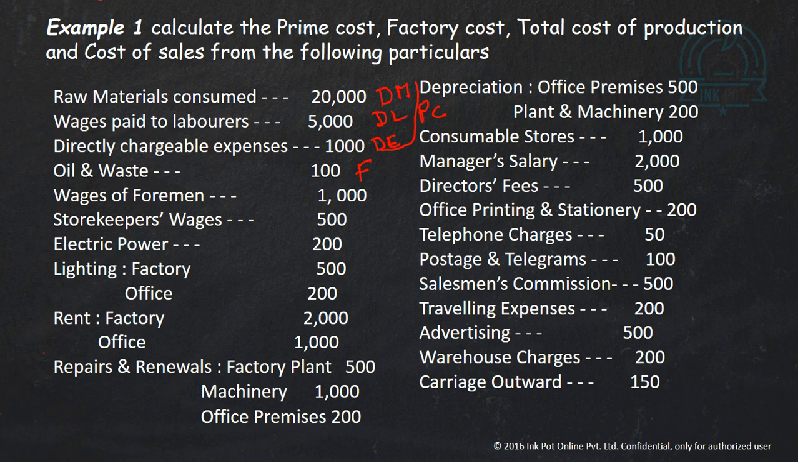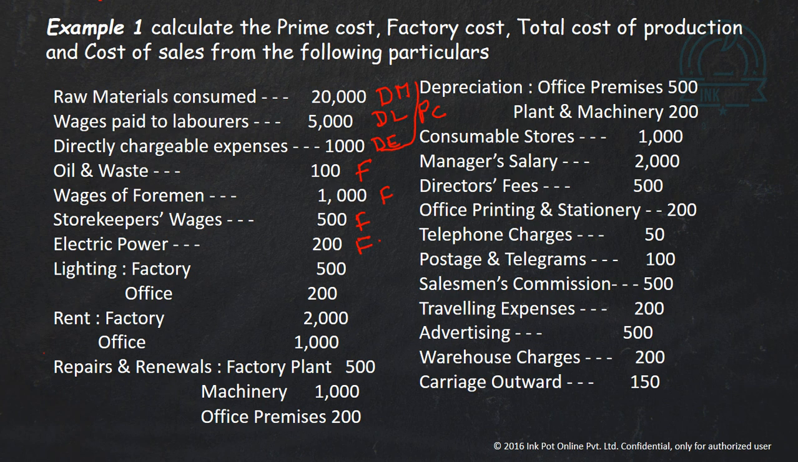Wages of foreman. Again, foreman works in a factory. So again, this is a factory overhead. Then storekeeper wages. Storekeeper is a term used in godown, and in godown we store raw material. So again, it is a factory expense. Power is word used in factory. It is again a factory expense, right?